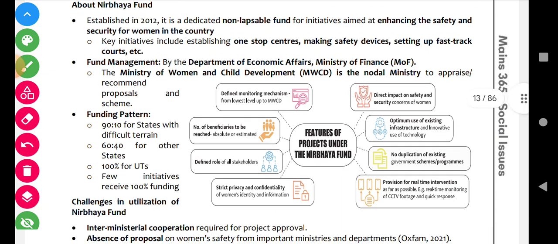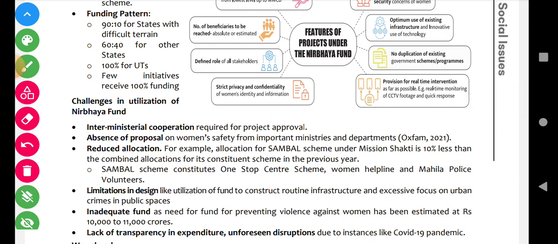Okay, so the funding pattern: 90% for states with difficult terrain, meaning Himalayan and northeastern states, that is 90% from the center and 10% from the state, and 60 to 40 for other states, and 100% for union territories. Five initiatives received 100% funding. So this is the funding pattern between the union government and state governments.